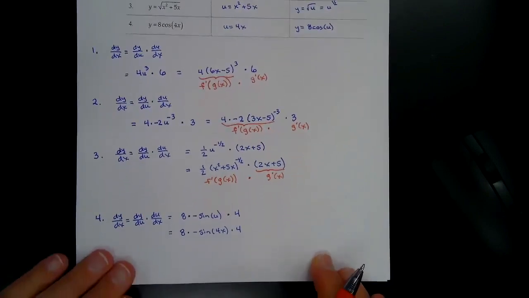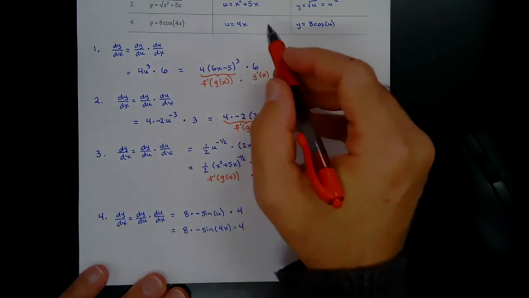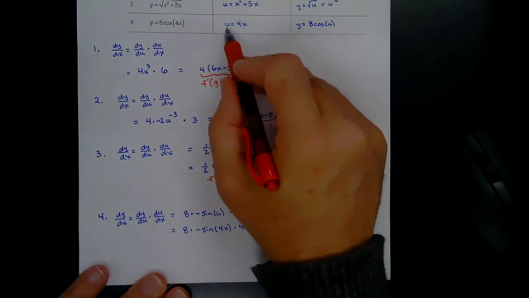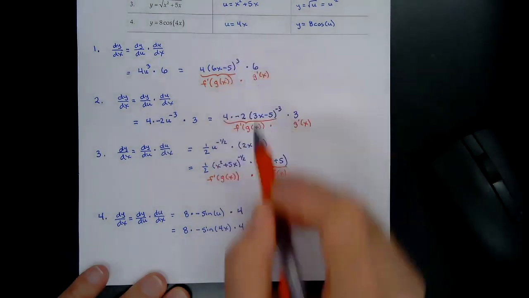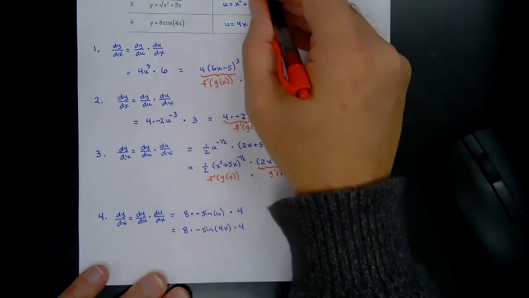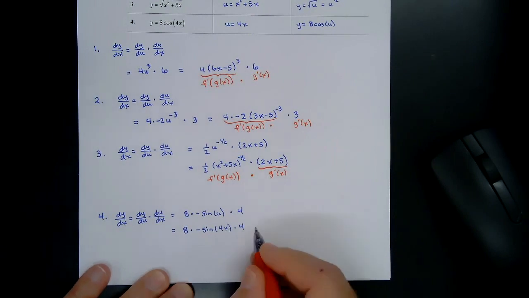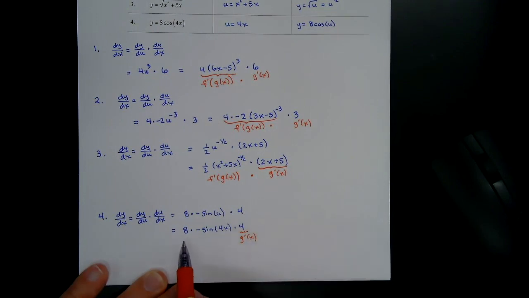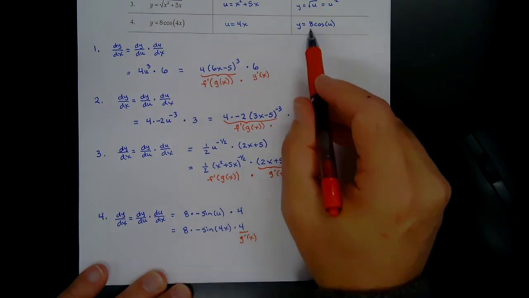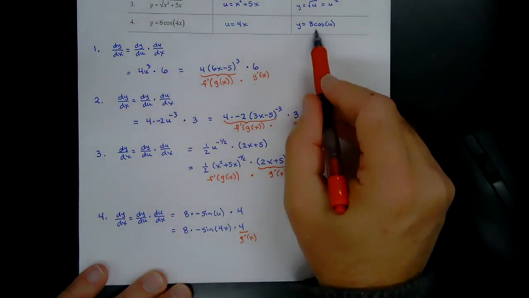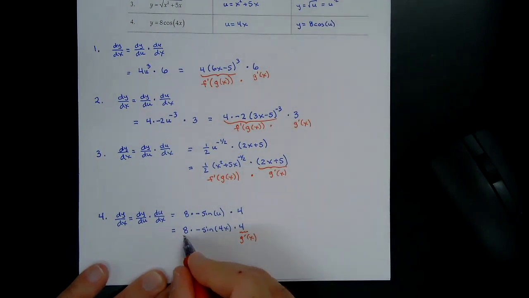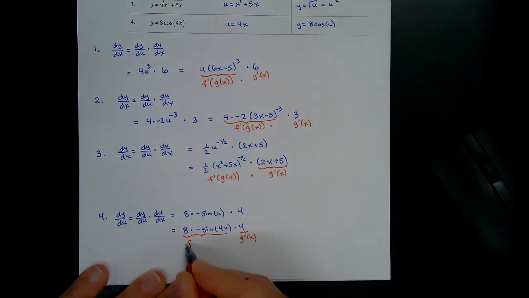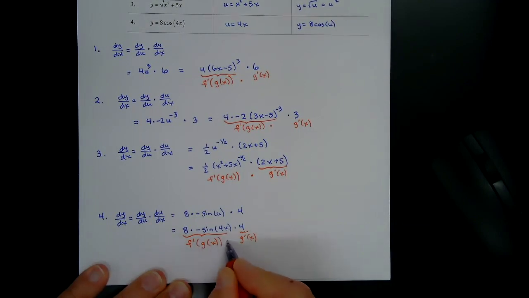All right, on number 4, same thing's happening. Where is this 4 coming from? This 4 right here came from the derivative of u with respect to x. So this 4 is u prime, but u prime is the same as g prime of x. And this 8 times negative sine of 4x, 8 times negative sine of u, right? That's the derivative of f, keeping g of x inside. So this is f prime of g of x, okay?